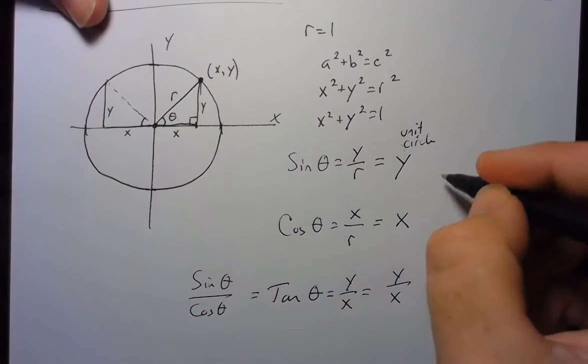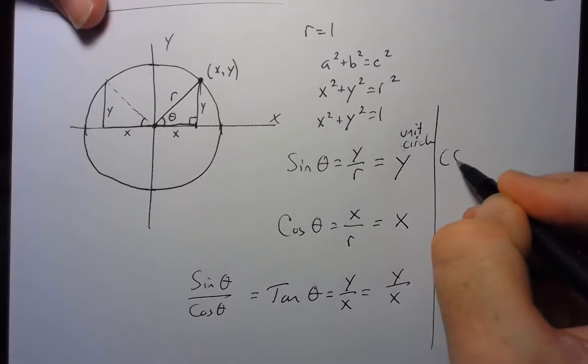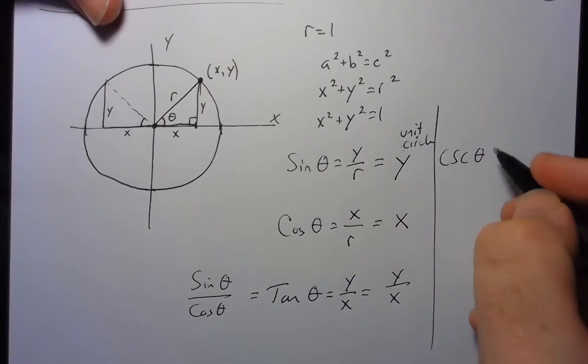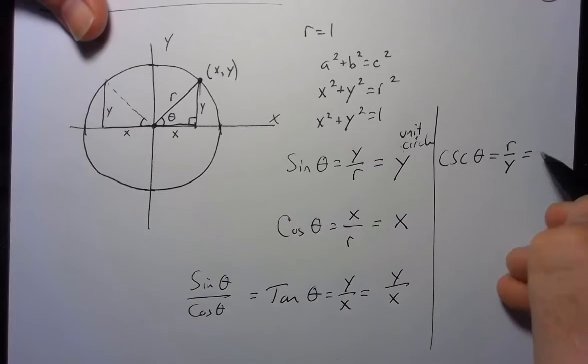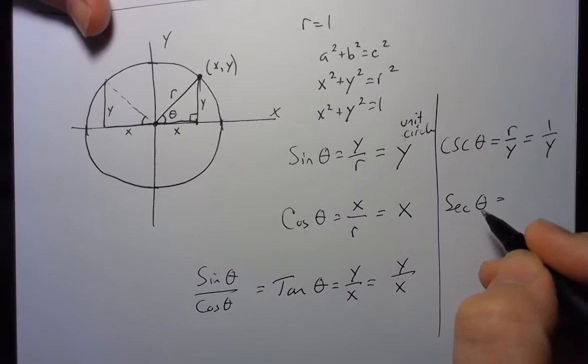Then we can look at the reciprocal values, and the reciprocal values behave more or less the same way as they would in a triangle, which means that in the basic circle, it'd be r over y. In the unit circle, it'd be 1 over y.